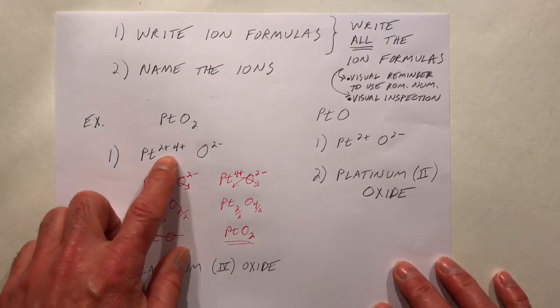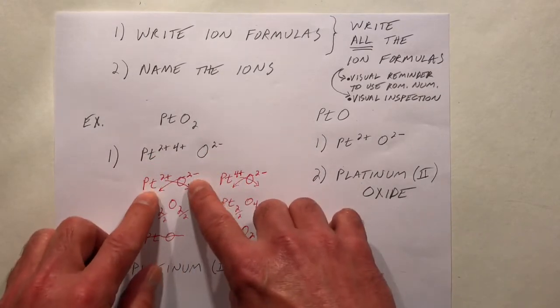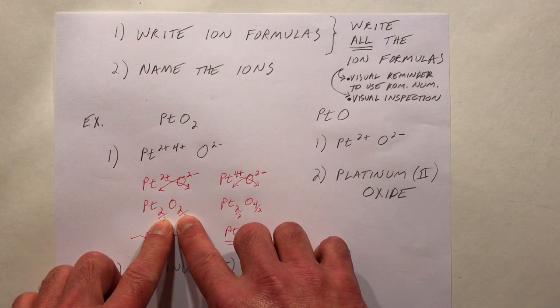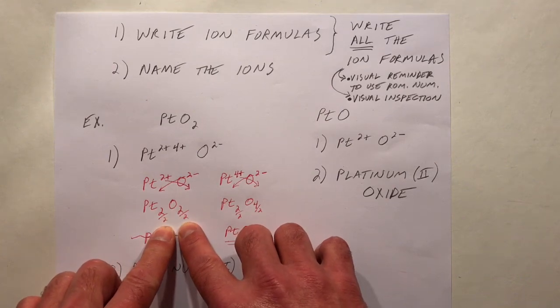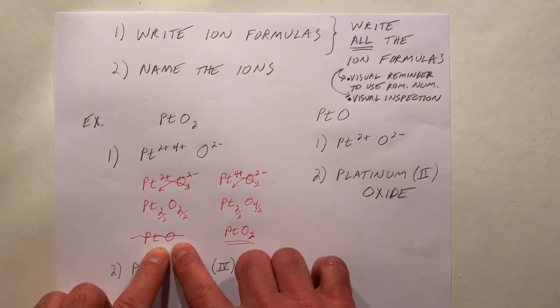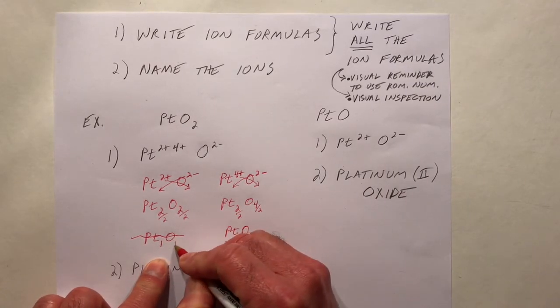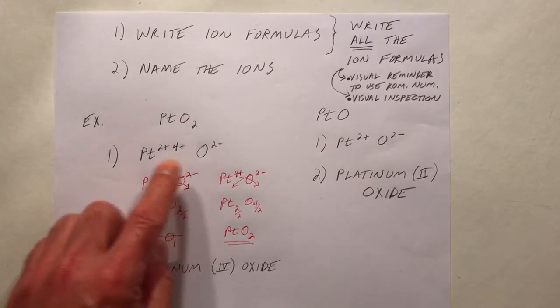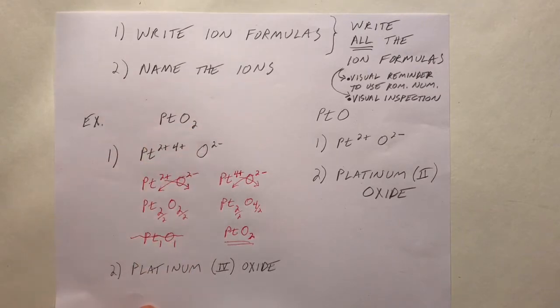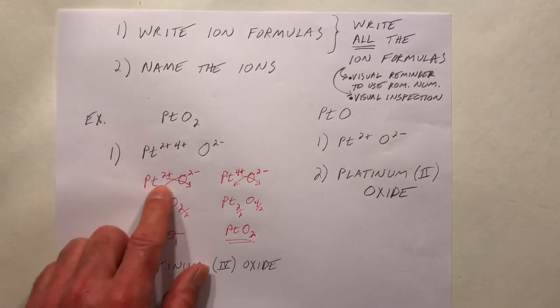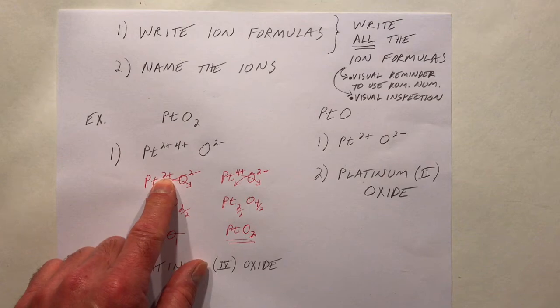Now if we use 2+ and 2- and crisscross, we'll initially get Pt2O2, but that reduces down to PtO, right? We'd have 1 Pt and 1 O, and one of each would not match PtO2. So that's not a correct formula. That 2+ can't be the correct ion.